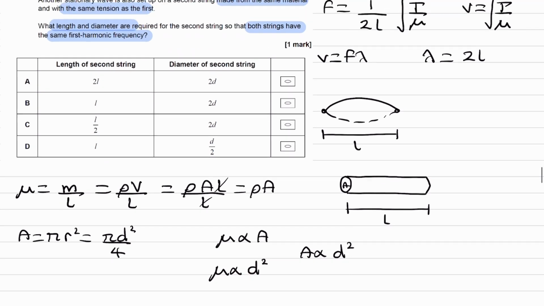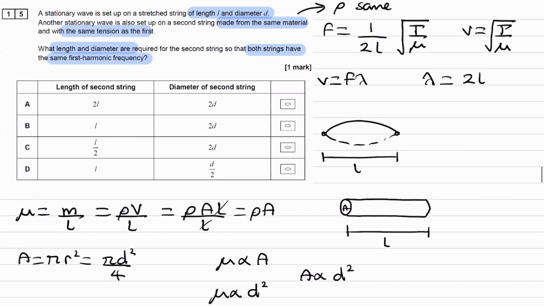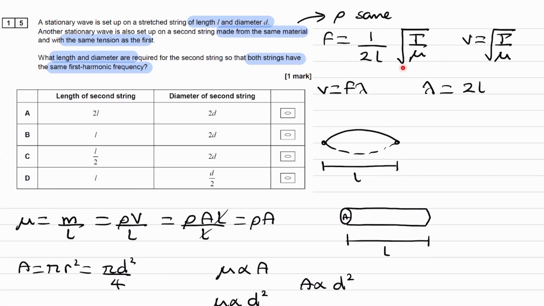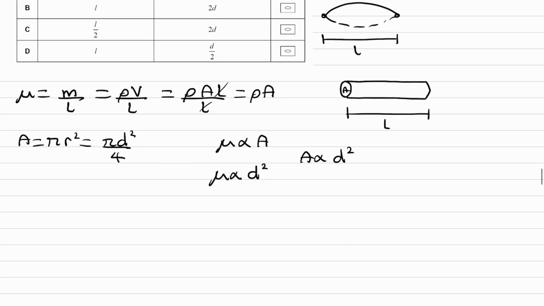Okay, so now let's go back to our equation and think about how proportionalities work with that. So this is what we have. What's changing, what's constant? Well, the length can change. The mass per unit length can also change. The tension is constant though. It says in the question that the two strings have the same tension. So then frequency would be proportional to 1 over length times the square root of mu. Those are the things that can change.